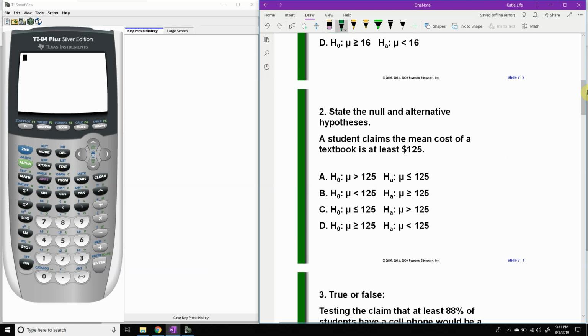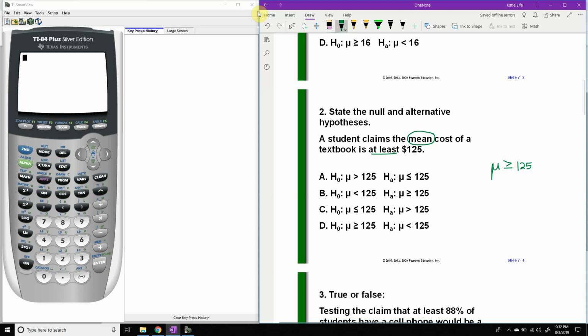Number 2, state the null and alternative hypothesis. A student claims the mean cost of a textbook is at least $125. Okay, so again, I'm picking out that the parameter here for the population we're talking about is the mean, and it is at least $125. So the mean is at least 125, meaning that it could be 125 or it could be 126 or anything higher than that. So the mean is greater than or equal to $125.